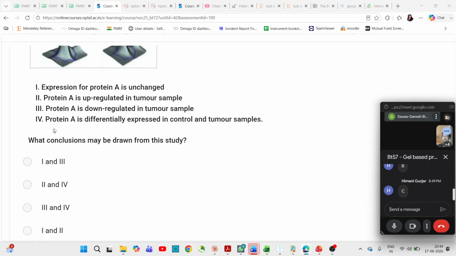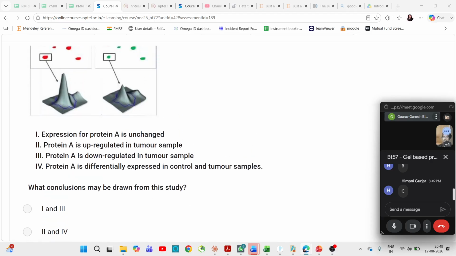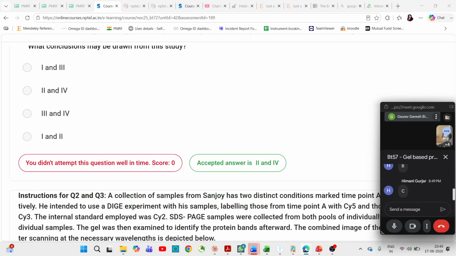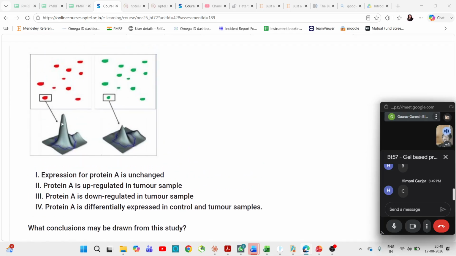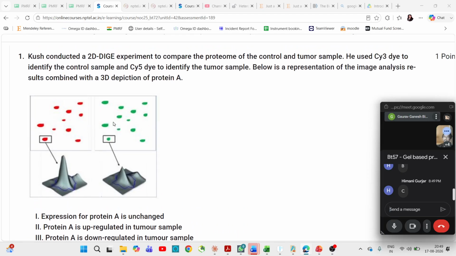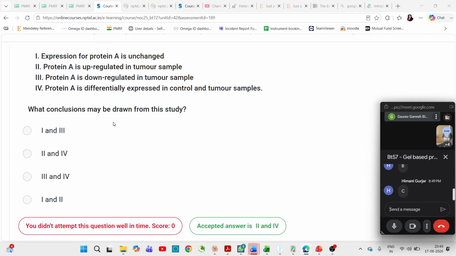3 and 4. It's 2 and 4, right? This is upregulated, right? Protein A is upregulated in the tumor sample compared to this. It's not downregulated here. So A is upregulated compared to the other one.